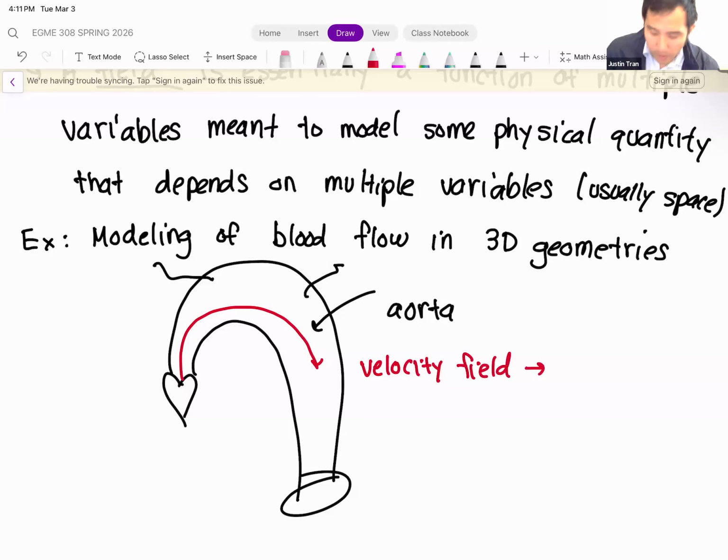And what the velocity field tells me is how the direction and the magnitude of the blood flow velocity changes as you go from point to point within the aorta. And so the way that we describe it is we say that the velocity is a function of our three spatial variables here, x, y, and z.